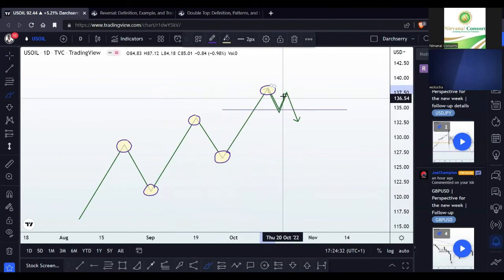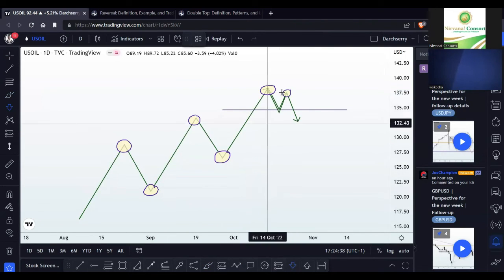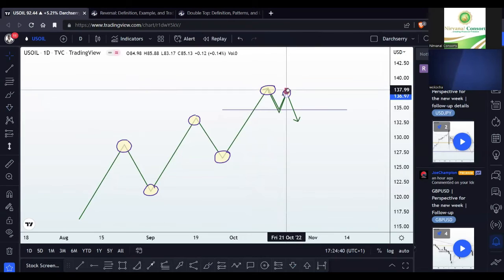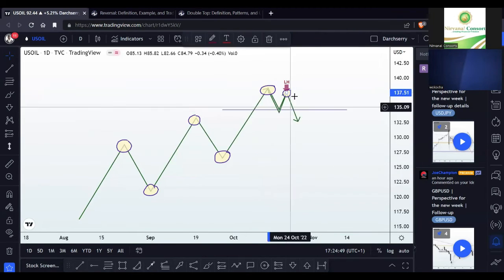So we have something that we call the lower high around here, and that is a sign that sellers are coming in the market. So at this point, we have what we call a lower high, which I will label as LH.